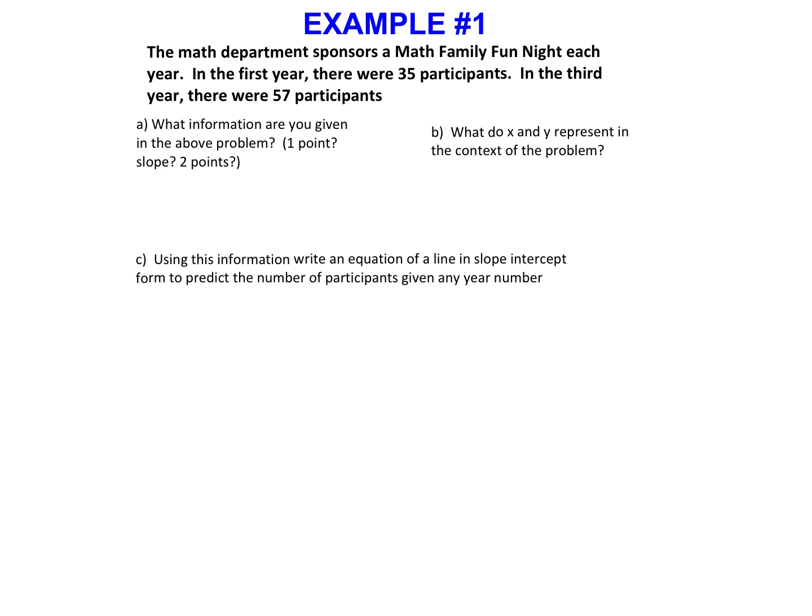So here this says that the math department sponsors a math family fun night each year. In the first year, there were 35 participants. So that looks like information to me that is linked. In the third year, there were 57 participants. So again, pieces of linked information. So what I'm noting here is that because both of these pieces of information are linked, they have to be points. So I'm going to have a point here in red, and then I'm going to have a point here in blue.